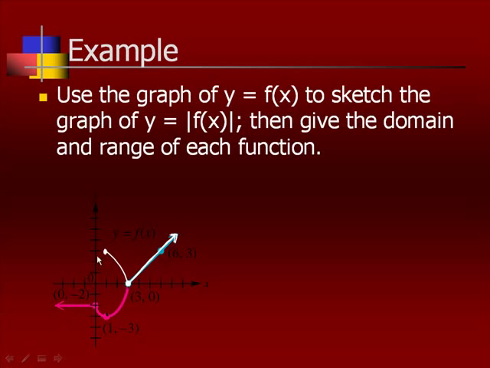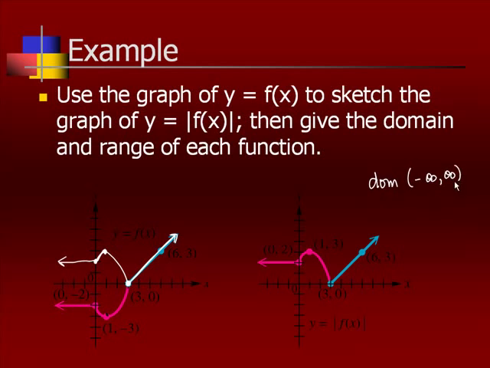And then negative 2, 0 is a horizontal line. So we're going to come back here to 2, 0. Close that one up, and then we're going to do a horizontal line back to the left. Now, what about domain? Well, domain on this one goes everywhere from left to right, so the domain would be from negative infinity to infinity, and the range is going to be everywhere above the x-axis, which is from 0 to infinity.